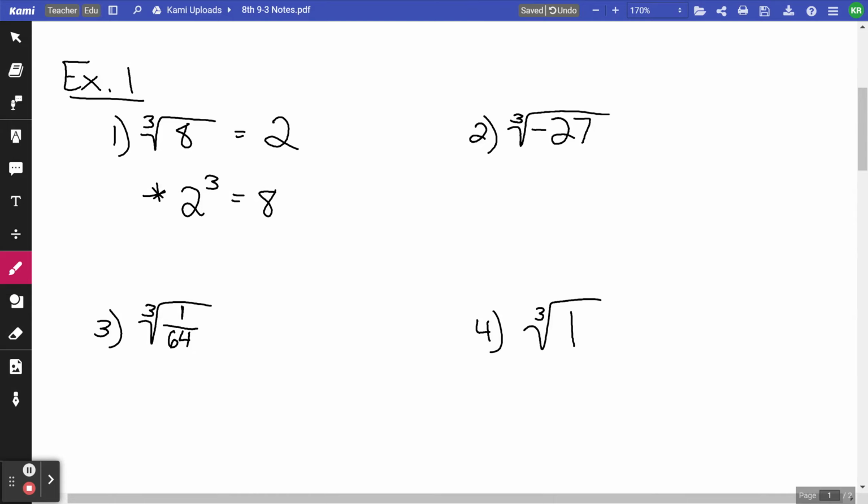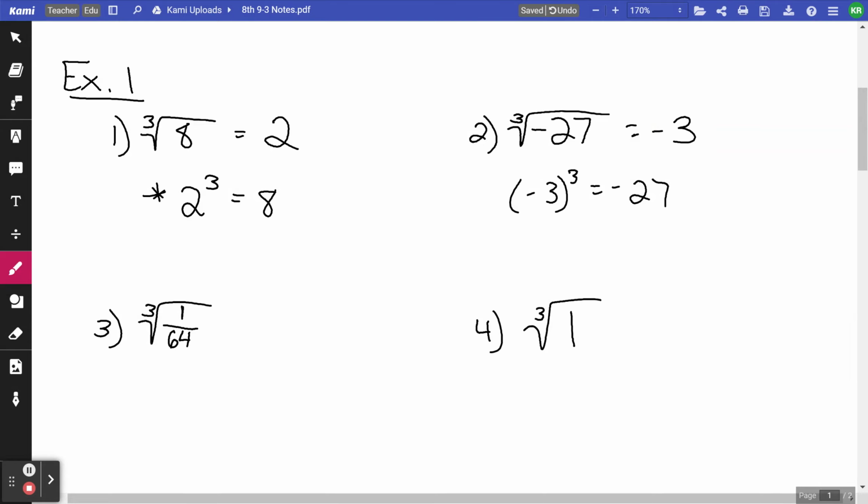All right, so same idea, same logic. What number do we multiply times itself 3 times, the same number 3 times, that we get negative 27? So negative 3 cubed equals negative 27. So the cube root of negative 27 is going to be negative 3.